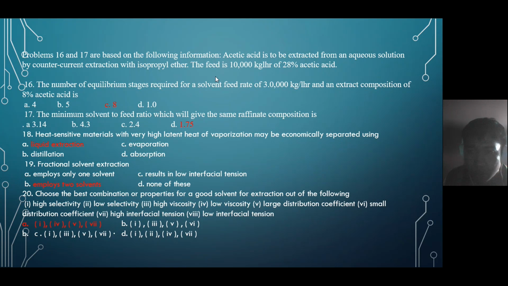So this also incorporates the use of two solvents, which is letter B. Fractional extraction is used for extracting a liquid with another liquid in which two solutes are separated, one in the extract and one in the raffinate, just like what was previously discussed in the videos, like the last discussion.